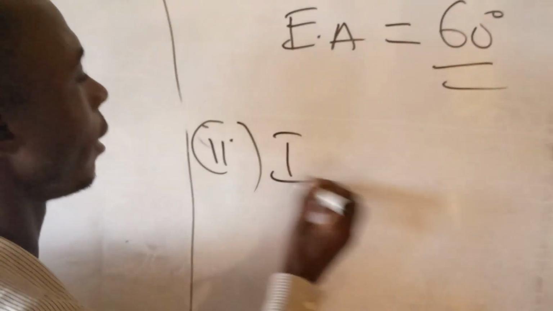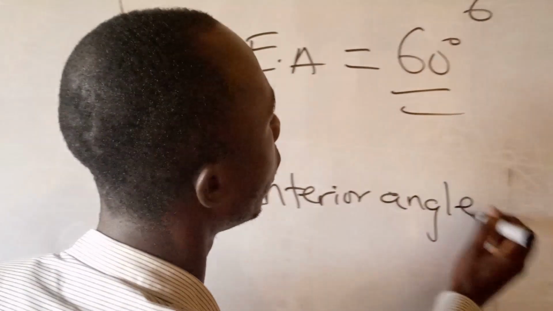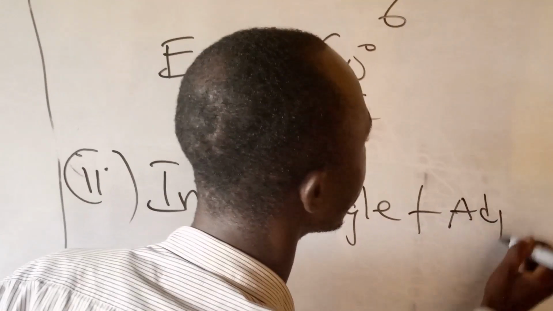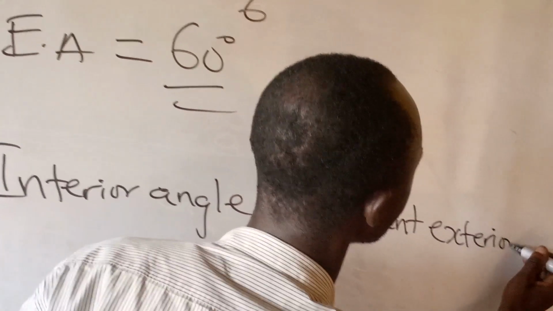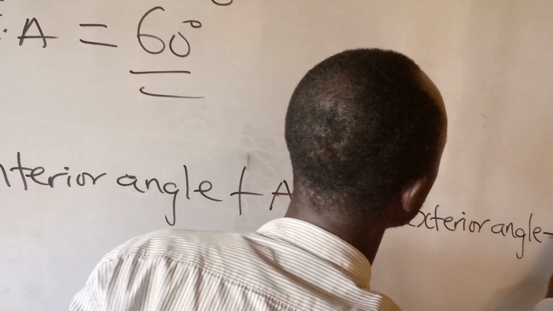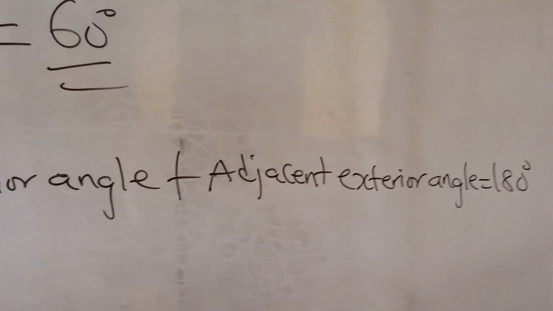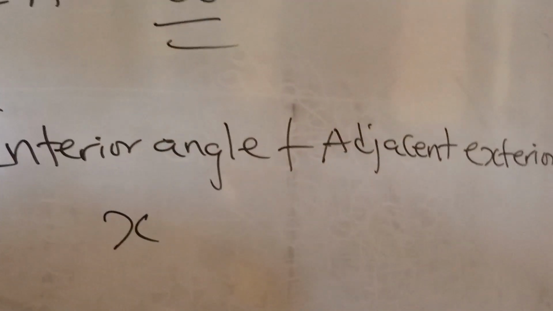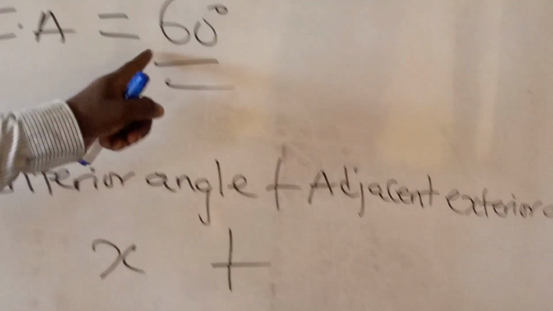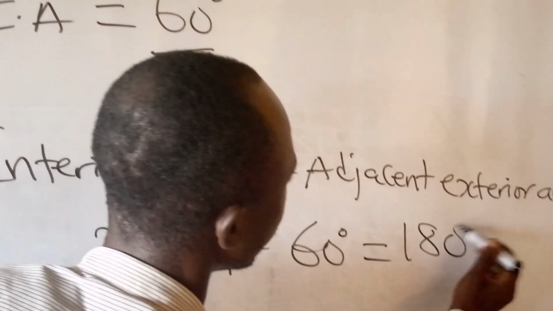And using the application approach, interior angle plus adjacent exterior angle is equal to 180 degrees. That's what I was explaining. And our interior angle here we don't know, so let's bring in a variable x. x plus the adjacent exterior angle, 60 degrees, equals 180.